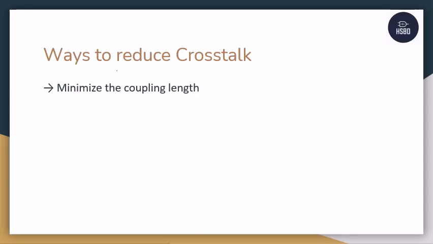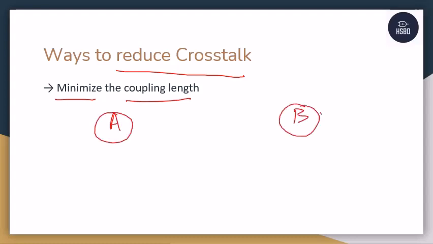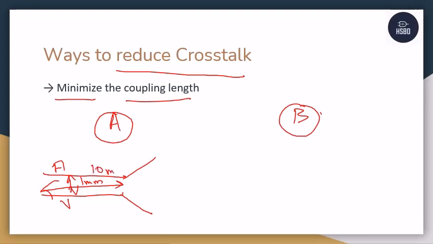The next way to reduce the crosstalk is by minimizing the coupling length. Let me explain how we are going to minimize the coupling length. For example, let us take first scenario A and second scenario B. In scenario A, we have two traces, one is the aggressor, the other is the victim, and both of them are running along with 1 mm of spacing, as well as they are running along till 10 mm. 10 mm is the length to which these traces are coupled. So the coupling length is 10 mm.